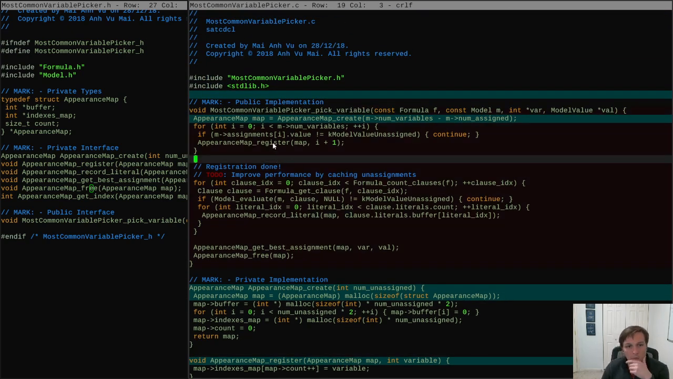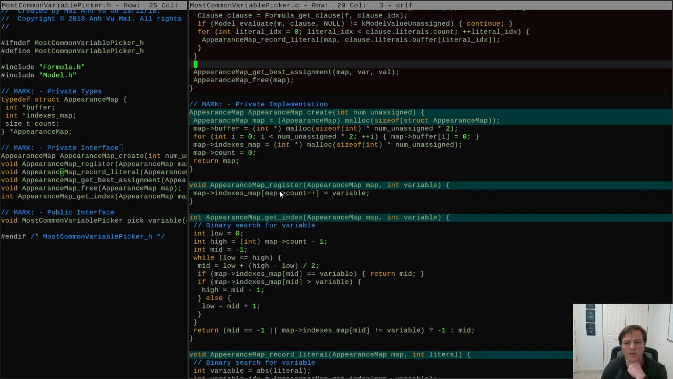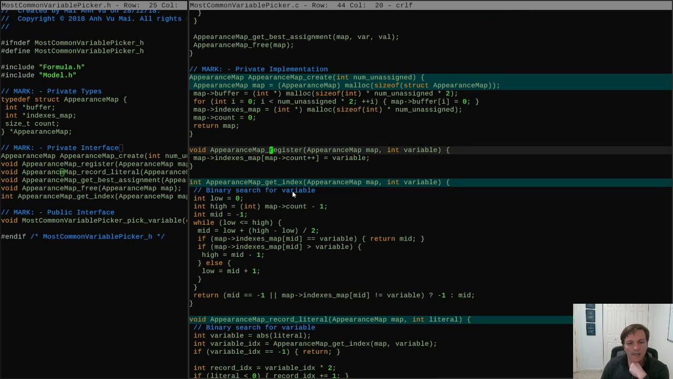Okay, so what happens next? We have this map of zeros. Maybe I should go and read about the appearance map. It feels like this is going to be all implemented in terms of appearance map operations. So what is an appearance map about? We can register something. We take in a map and a variable, and this just lets us put variables into that indexes map. Okay, so we are registering a variable with the system.